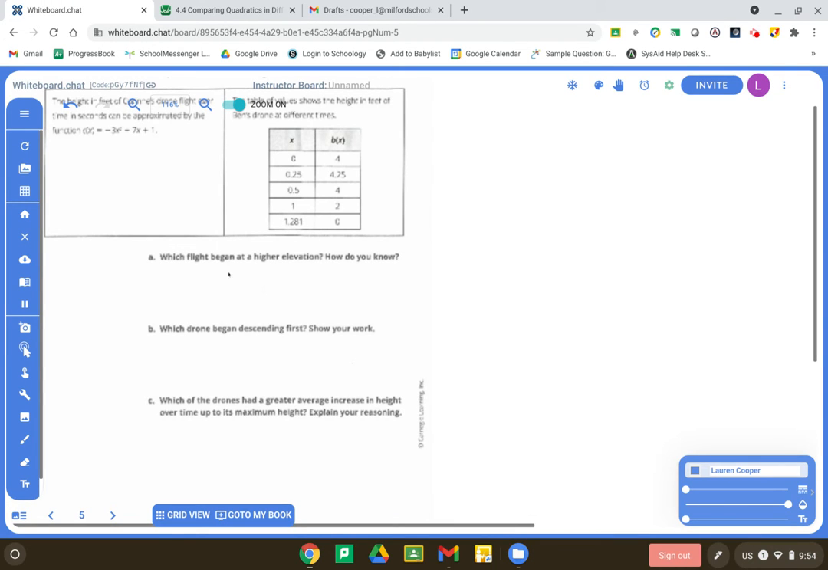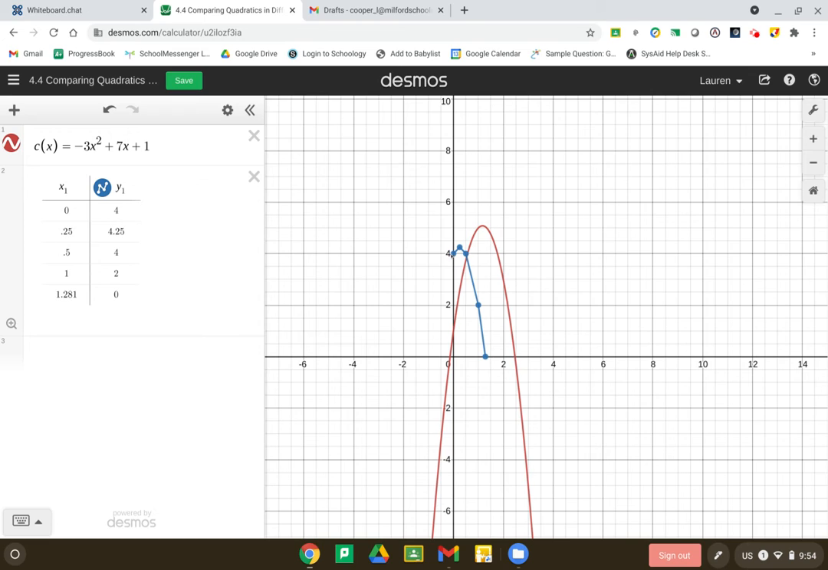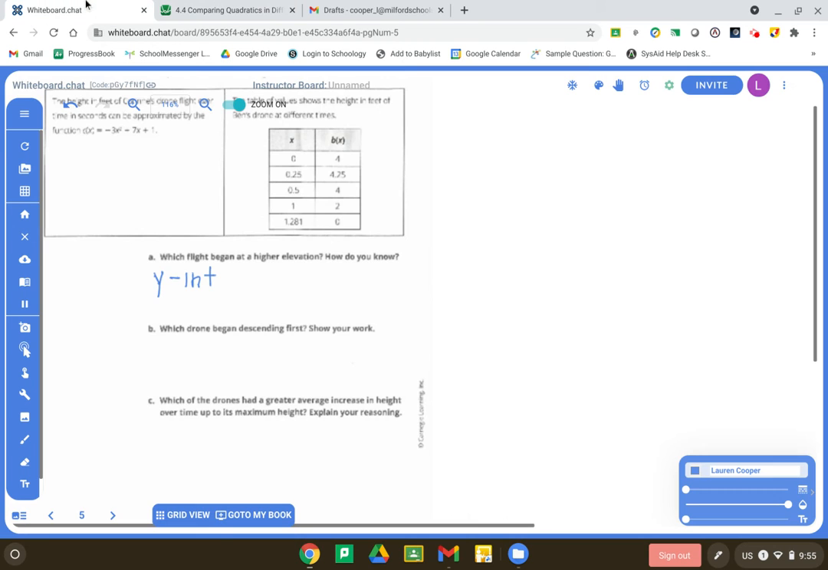It says which began at a higher elevation, and how do you know? So what we're going to need for that is the y-intercept. Anytime we're talking about beginning or an initial value, we always want the y-intercept. And we saw that Ben's was at 4, and then the y-intercept for Corinne was 1. So Ben was at 0, 4.